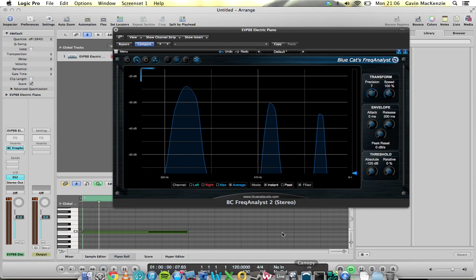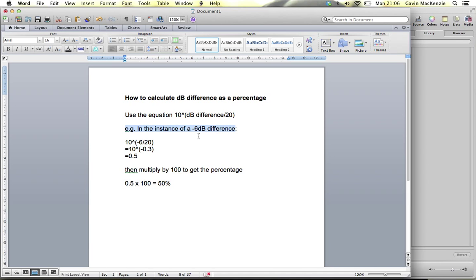So going back to the equation, this is what I've used in the example, -6. So we replace this decibel difference phrase with what we've just worked out, -6 decibels, and divide that by 20. So then what we end up with is that we need to do 10 to the power of -0.3, because the answer to -6 divided by 20 is -0.3. So the new sum is 10 to the power of -0.3, and the answer to that is 0.5.